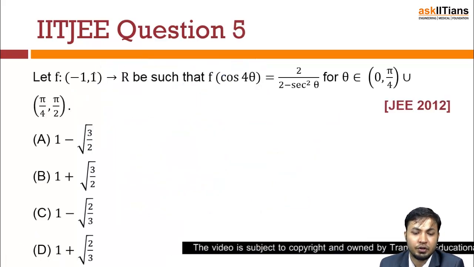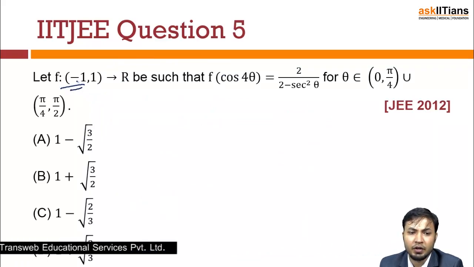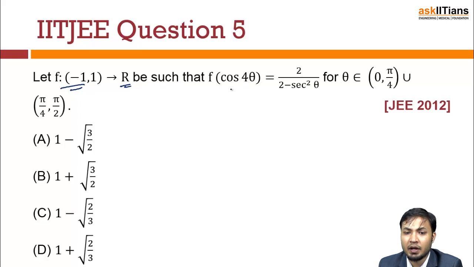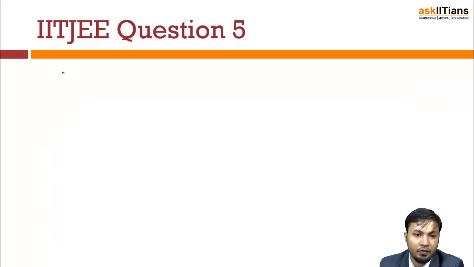Let's look at the final question. My final question says, for any function from [−1, 1] to R such that f(cos 4θ) = 2/(2 − sec²θ), where my θ belongs to [0, π/4] union [π/4, π/2]. So for this, how do I solve this? First of all, I need to figure this out. cos 4θ is equal to 1/3, that I can grasp at.